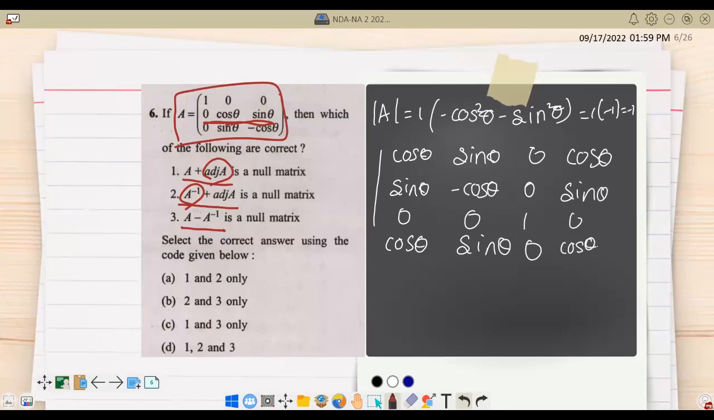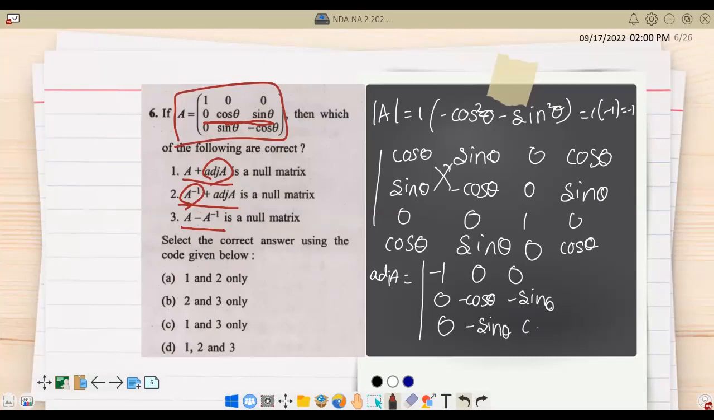If we cross multiply this, we'll get the adjoint of A. So the adjoint of A is minus cos square theta minus sin square theta, so it will be minus 1, and then 0 0. So it is 0 here, and here also 0, and then here 0, and then here it is minus cos theta, and then minus sin theta, and then here it is 0, and here minus sin theta, and then here plus cos theta. So this is your adjoint of A.